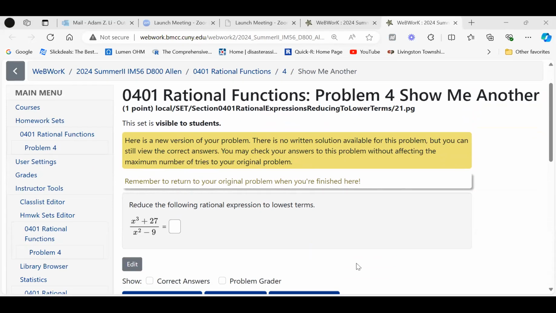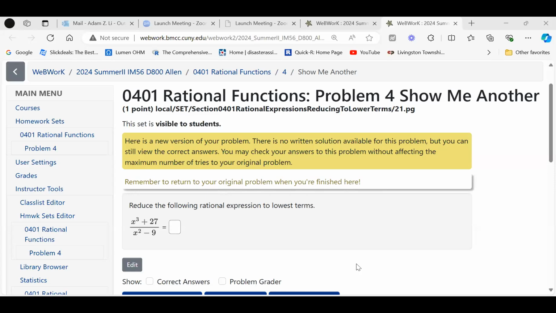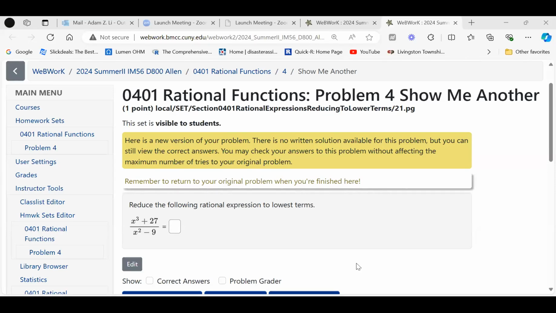So we're going to learn how to factor. This is question number 4, right? Let's learn how to factor the difference of two cubes. I mean the sum of two cubes. It could be a difference, but it could be a sum, right? So in this case, it's a sum.